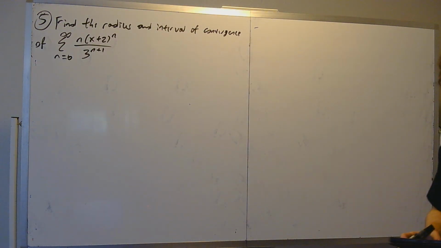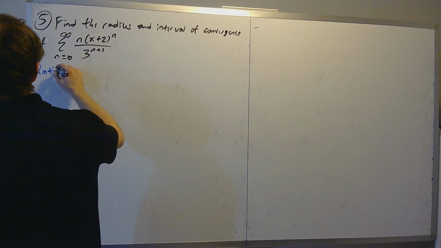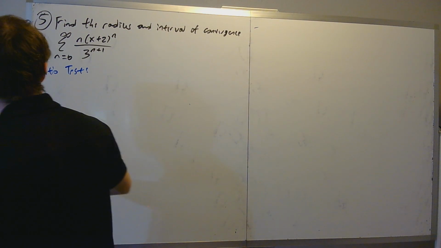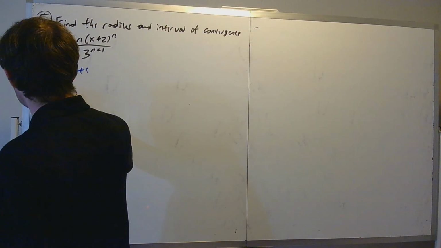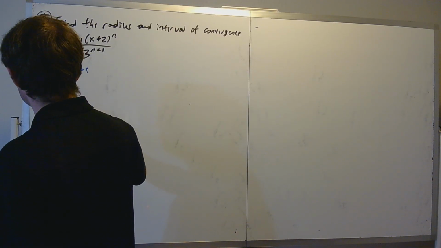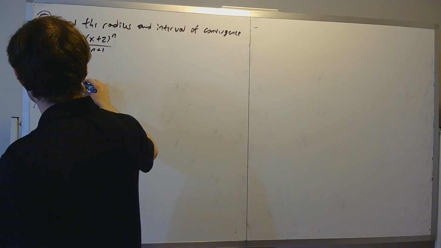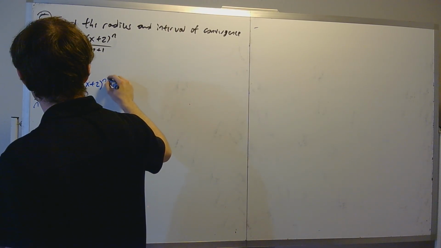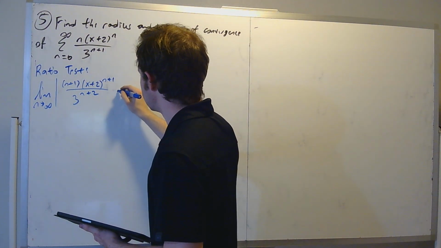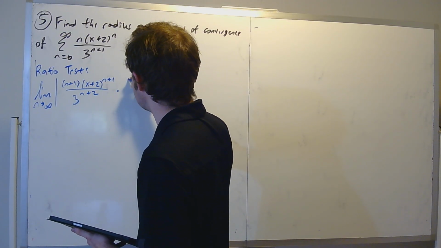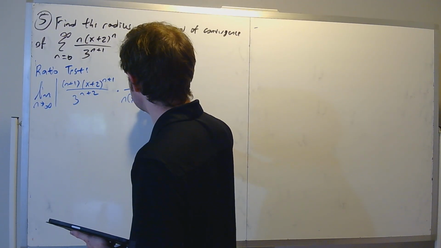Again, we want to try using the ratio test. I'd encourage you to try to work this out on your own. But here, if we use the ratio test, we're going to get the limit as n goes to infinity of the absolute value of, if we plug in n plus 1, times the reciprocal of a_n. So it's going to be 3 to the n plus 1 over n times (x plus 2) to the power of n.